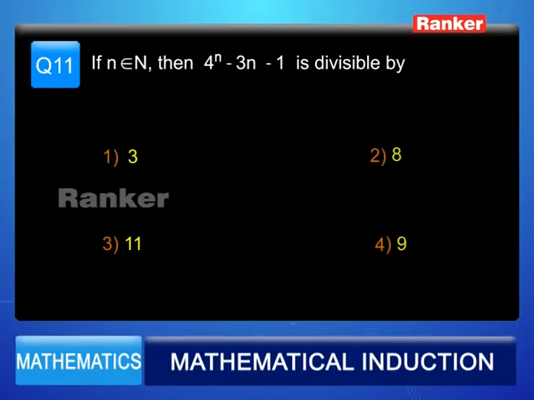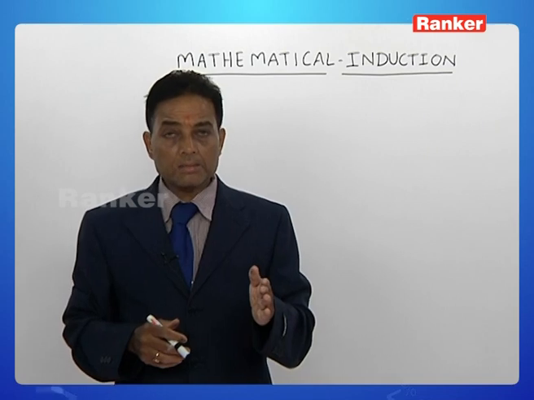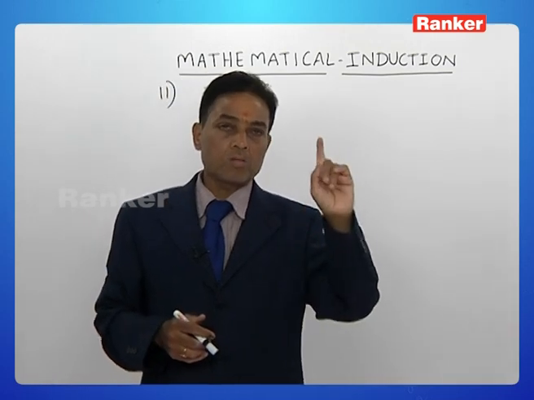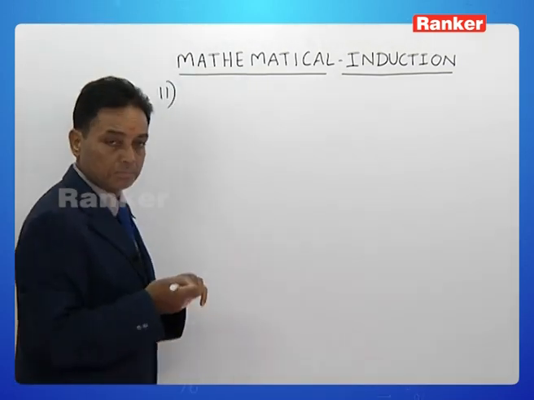Question number 11. Small n belongs to capital N, that is n belongs to natural numbers. Natural numbers means 1, 2, 3, 4, 5, 6 and so on. Then 4 power n minus 3n minus 1 is given. Divisible by what? First option 3, second option is 8, third one is 11, fourth one is 9. Let us see what is the right answer and right option for question number 11.